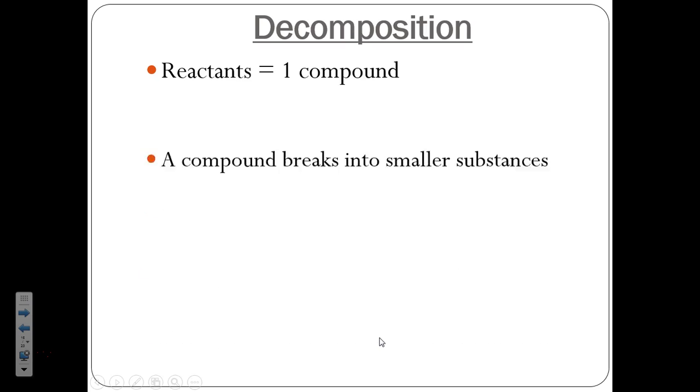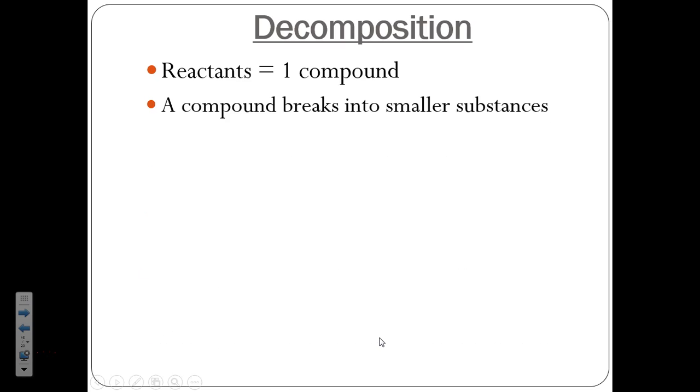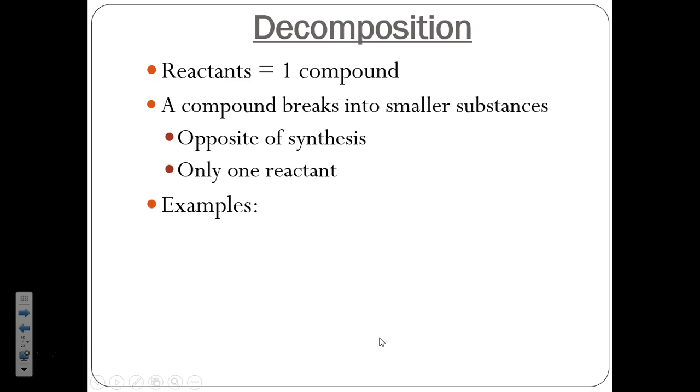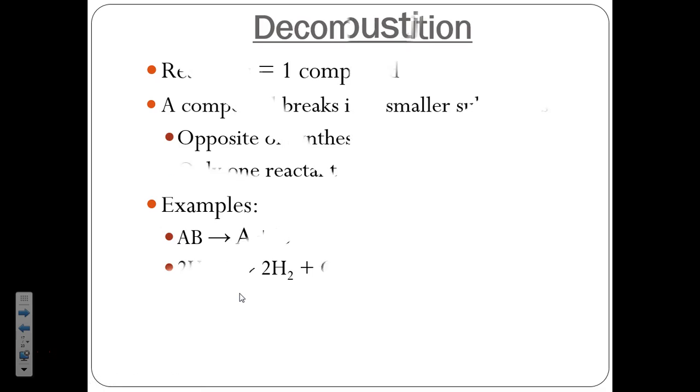Decomposition: we have one compound as a reactant, and that compound breaks down to form two other compounds or some elements sometimes. How you know that you've got a decomposition reaction is there's only one reactant involved. For instance, I give you here a decomposition reaction of water. If you run an electrical current through water, you can get it to decompose into hydrogen and oxygen gas. So it runs the reverse of the synthesis process. Decomposition is kind of the opposite of synthesis. We've got one reactant breaking down into multiple other things.